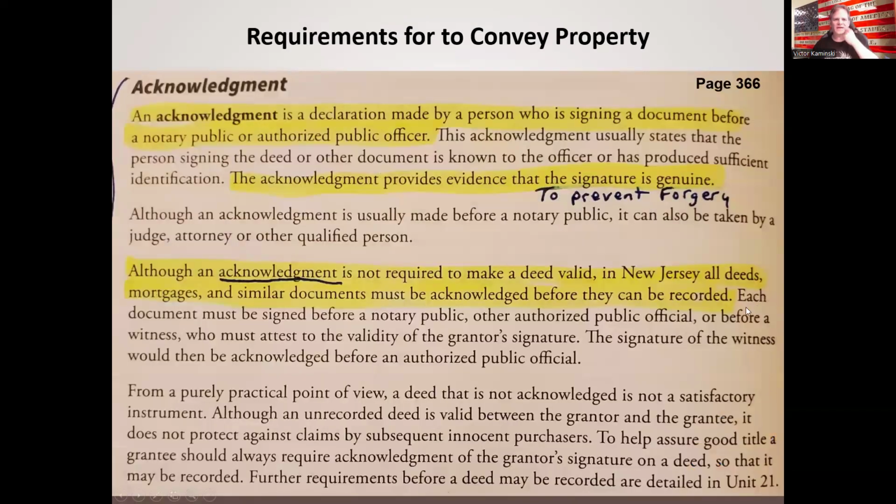All right, so the acknowledgement now is a declaration made by a person who signs a document before a notary public or authorized public officer. The acknowledgement provides evidence that the signature is genuine. The purpose is to prevent forgery. Although an acknowledgement is not required to make a deed valid, in New Jersey, all deeds, mortgages, and other similar documents must be acknowledged before they can be recorded.